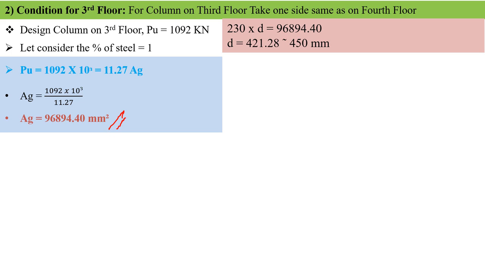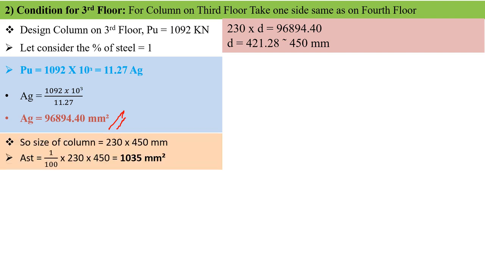So let's see, 230 multiplied by whatever dimension is going to come. I am going to consider that as D, and putting in the gross area, I am able to get D equals 421.28. The 421.28 is a dimension which is very difficult to provide on the site, so I am going to make it a round figure, that is 450 mm. So now I got the complete dimension of the column, that is 230 by 450.